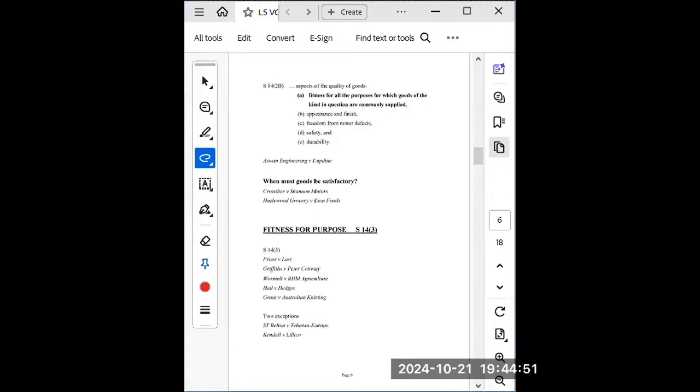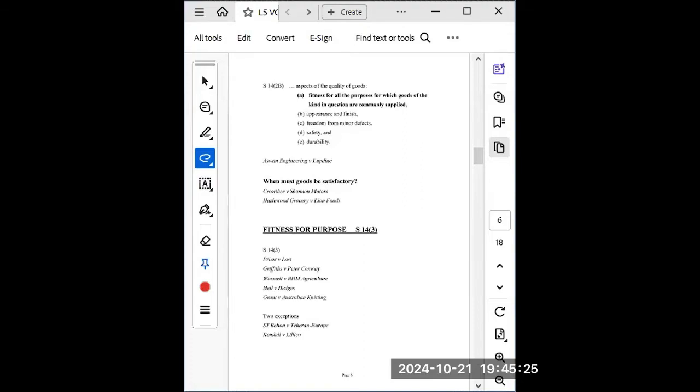Now, another example would be a wool jacket. You buy a jacket, well, the jacket must be fit for wearing. There's no need to say why you are buying a jacket. But if you have unusually sensitive skin and you don't tell the seller, then the seller will not be liable if you contract dermatitis. The authority for that is Griffiths against Peter Conway.